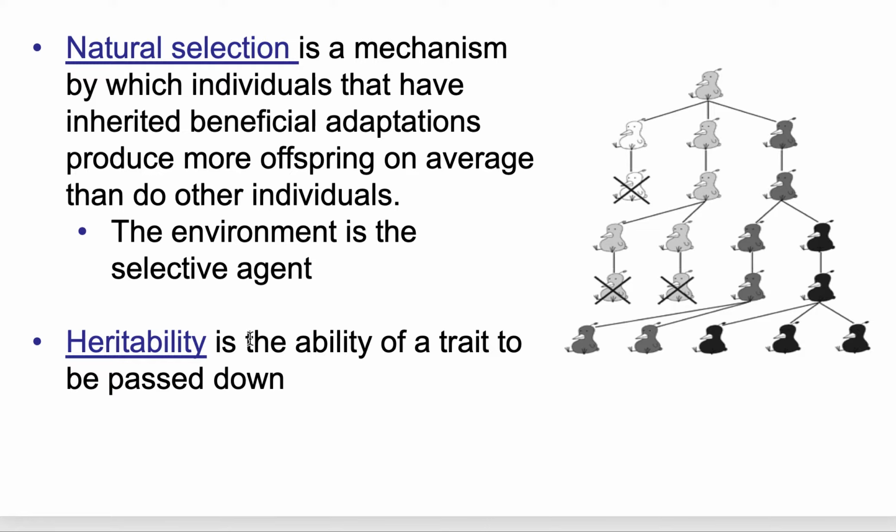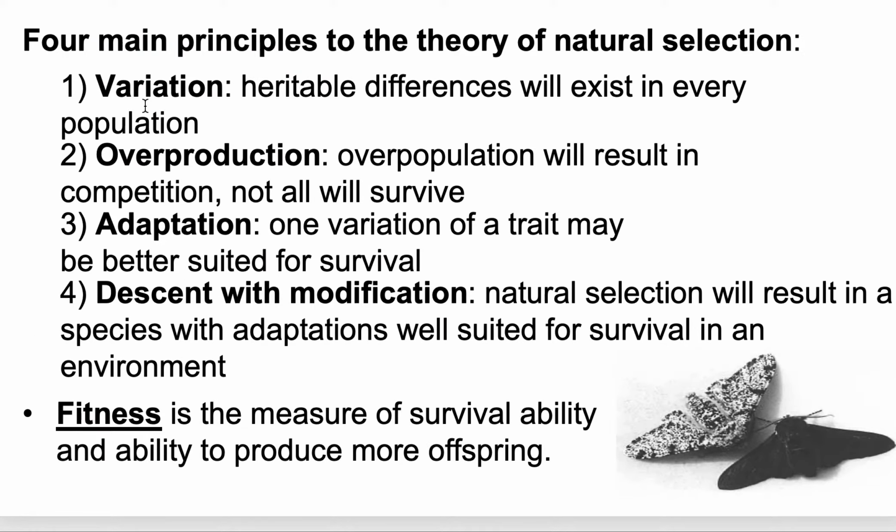All right. So heritability is the ability of a trait to be passed down. So with those moths, the color that they were was something that can be passed down. If a trait's not something that's heritable, then it's not really a factor in this case. All right. So there are four main principles of the theory of natural selection.